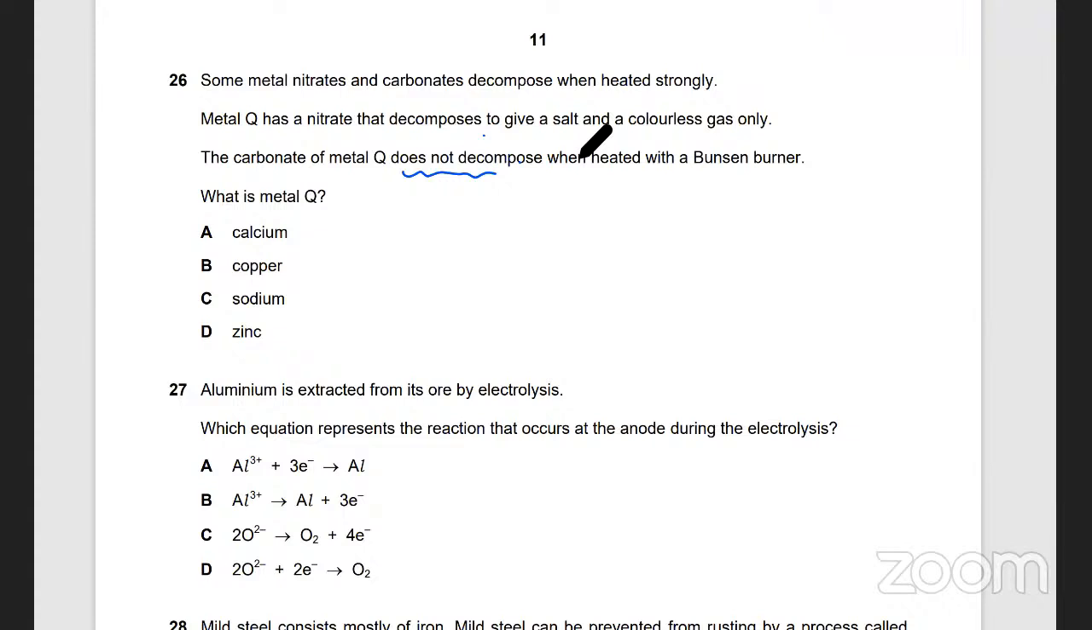तो ये क्या इंडिकेट कर रहा है? इंडिकेट कर रहा है it's a very reactive metal, मतलब उसका नाइट्रेट जो है ना वो सिर्फ थोड़ा सा डिकम्पोज हुआ था, और so उसका C. So it's going to be C, it's a very reactive metal, right?